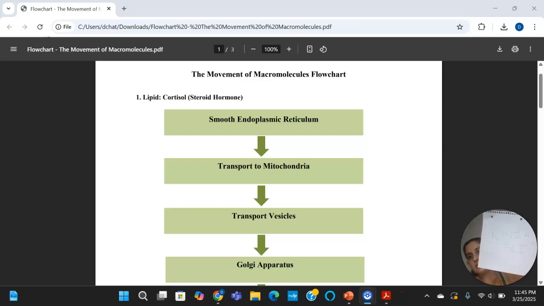Right, this is me, Kinzawi. So today I will be doing a presentation of the movement of macromolecules flowchart.